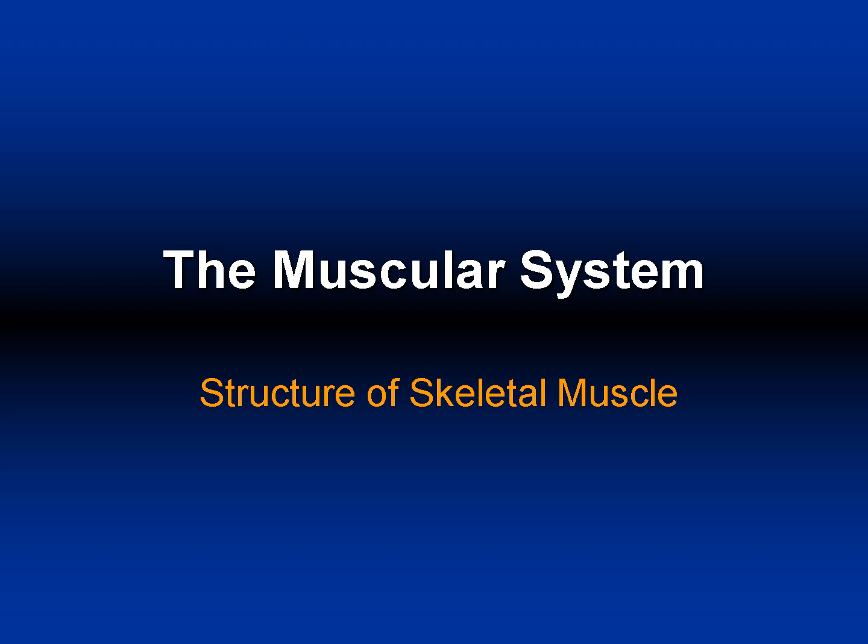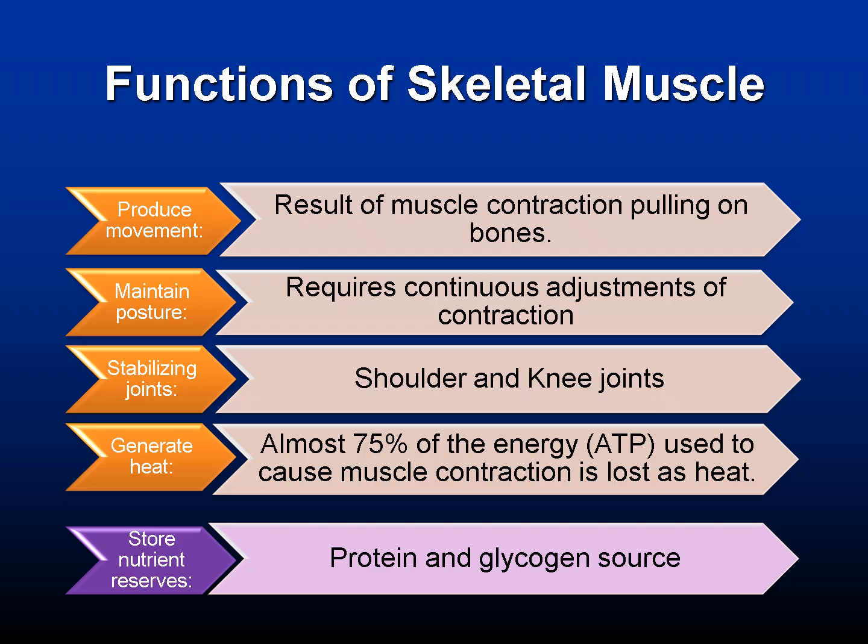In this lecture, we will examine the gross and microscopic structure of skeletal muscle, levels of organization, and how each level functions to contribute to muscle contraction. There are four major functions of skeletal muscle: production of movement, maintenance of posture, stabilization of joints, and generation of heat for the body. In addition, muscle also serves as a nutrient reserve for protein and glycogen.